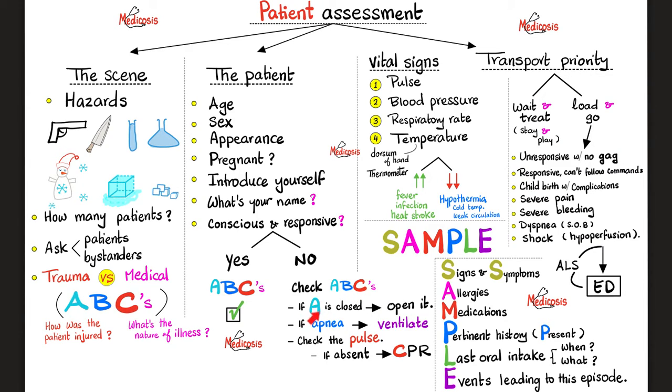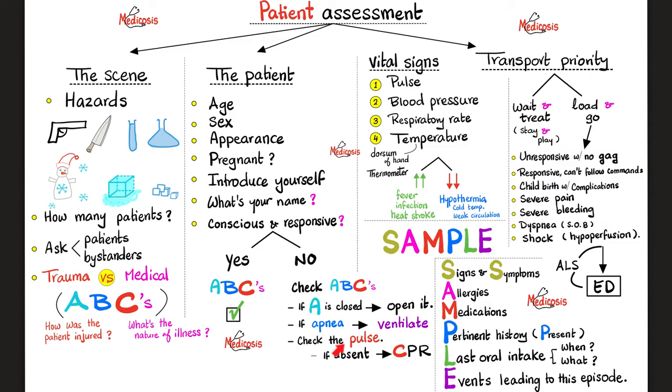What if the patient's airway is closed? What if there is a swelling in the mouth? The throat is swollen, the tonsils are so big, then you need to open the airway. What if the patient is not breathing in and out? There is apnea. A means no, P-N-E-A means breathing. Apnea means no breathing. If the patient is not breathing, you need to ventilate.